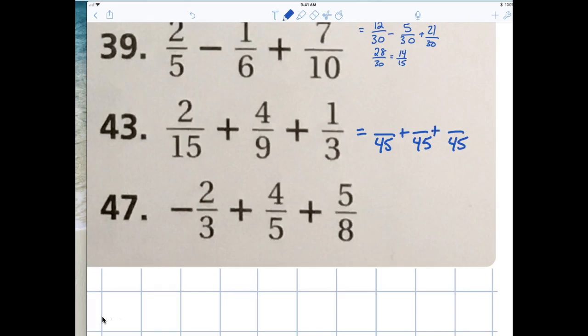Now how many times does 15 go into 45? 3 times, because we counted by 15, 30, then 45. So I had to multiply by 3. So that's 6 over 45.